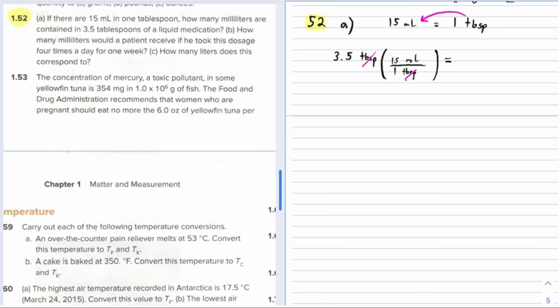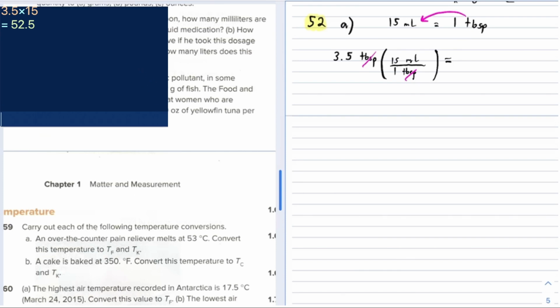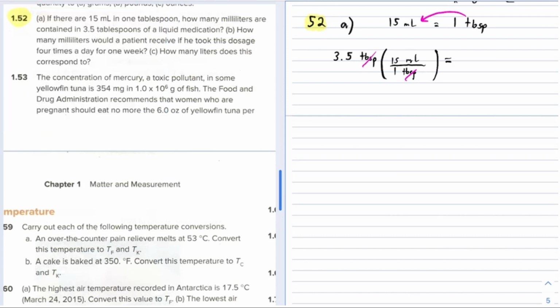And so that's 3.5 times 15. So break out the calculator. 3.5 times 15. This is my speed crunch calculator. If you're interested, it's called speed crunch. So that's 52.5 milliliters.